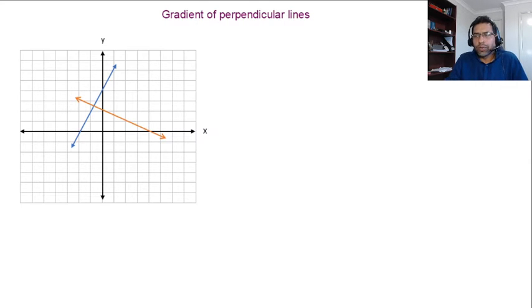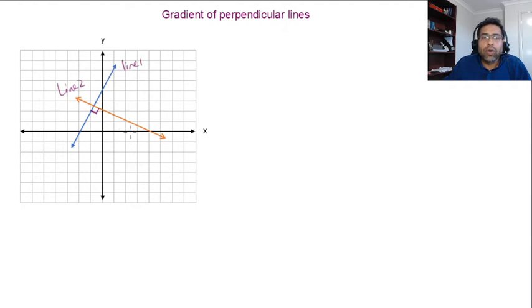Welcome to Math Solve. In this video, we are going to see the gradient of two perpendicular lines. As you can see, I already have the two lines, and we just imagine that they are perpendicular to each other. Let's say this is line one, and the red one is line two. As I said, they are perpendicular to each other, and we would like to see the relation of their gradients.